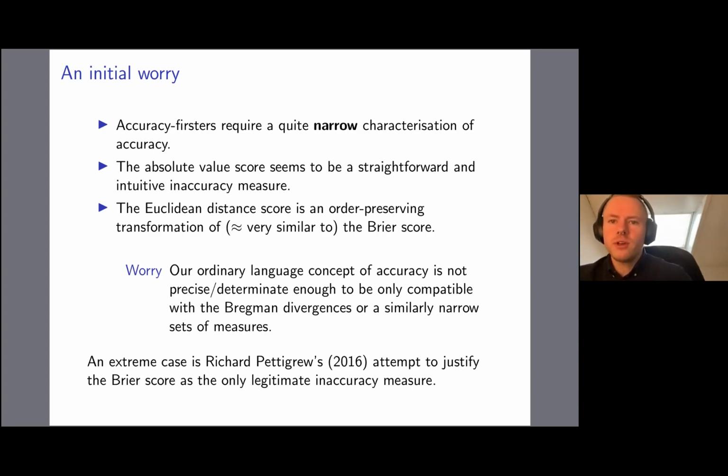That's just weird, right? So in general, the worry that I have is that our pre-existing, vague, perhaps ordinary language concept of accuracy is simply not precise and determinate enough to be only compatible with, for example, the Bregman divergences or the proper scoring rules or some similarly narrow set of measures. This is the worry. This is what I worry about. An extreme case is probably Pettigrew's 2016 attempt to justify the Brier score as the one and only legitimate inaccuracy measure, right? And offhand, given the analysis view, it would be almost absurd to think that, whatever the pre-existing concept of distance to truth is, it's only compatible with this particular mathematical measure, right? It would be very, very surprising, at least.